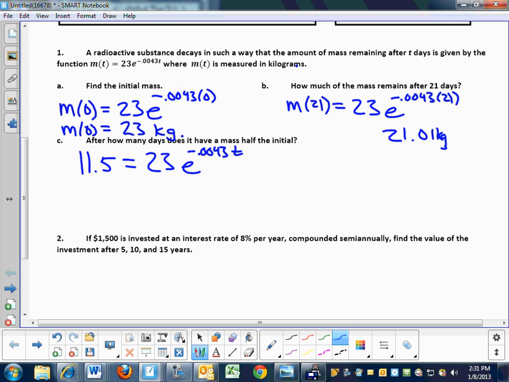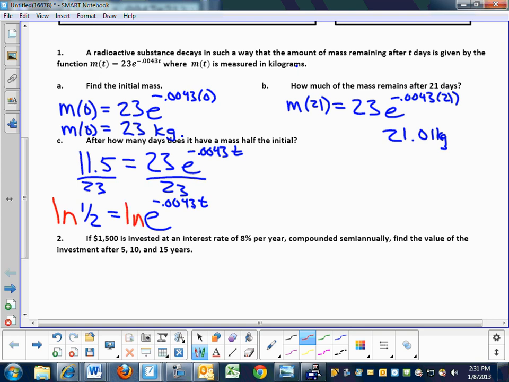So how do you solve this? We practiced this Friday and yesterday. What do you do first? Divide by 23. So we have 1/2 is equal to e to the negative 0.0043 t. I need to access the exponent. I have t in the exponent. How do I get rid of the base e? Natural log of both sides. Very good.